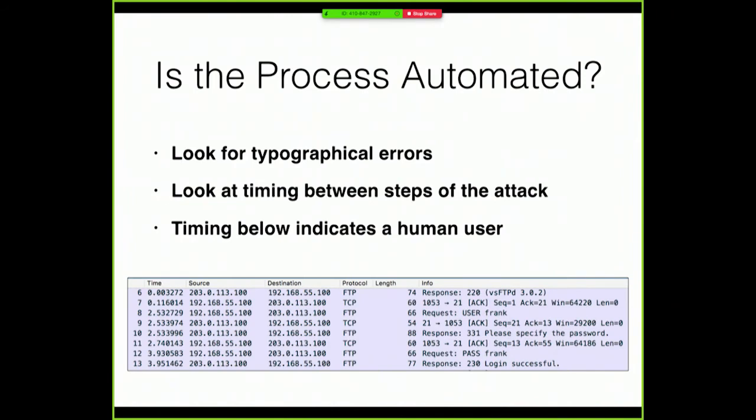Now, sometimes when you're looking at network packets, you would like to know whether you're dealing with an automated process or a human. And one simple way to do it is look for typographical errors that a human makes. And another thing is just look at the timing. Here is someone doing an FTP exchange. So it says, give me your username. And then it takes them a whole second or two to type it. Please specify the password. So request user Frank, 2.5 seconds, then 2.7, then 3.9. If this was an automated process, it would be much faster. So that suggests there's a human typing in these letters, taking a few seconds to type them in.